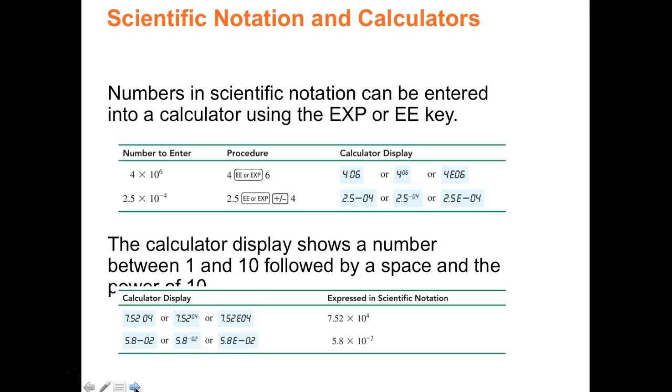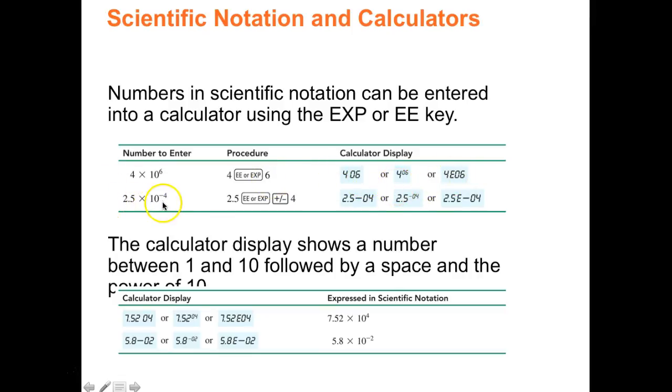All right. So what is the key that you use to do scientific in your calculator? It has to be either the EE or EXP. Sometimes it's that caret symbol. Again, you'll have to figure out how it's done on your particular model of calculator. Okay. All right, so if you're doing 4 times 10 power 6, then it's 4 EE or EXP 6, okay? And you'll see a display that looks something like this.